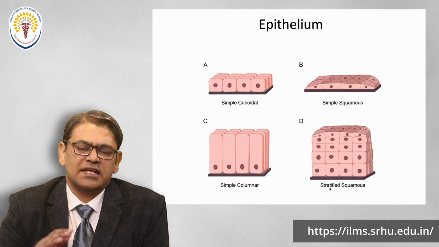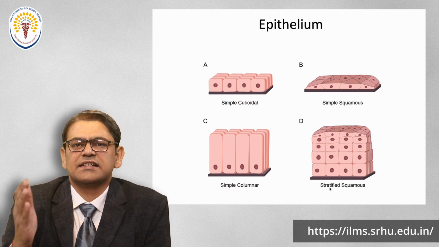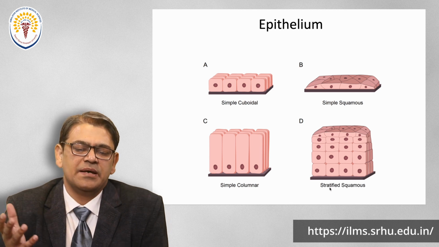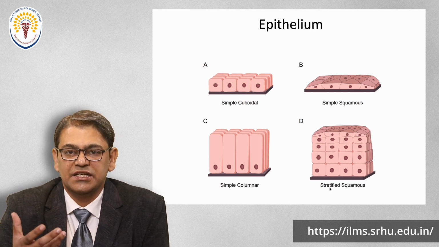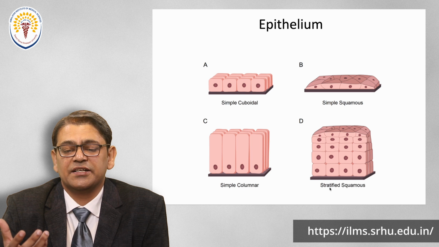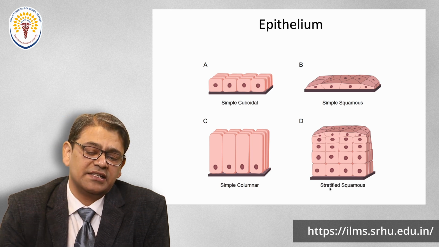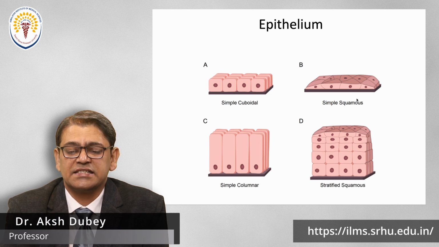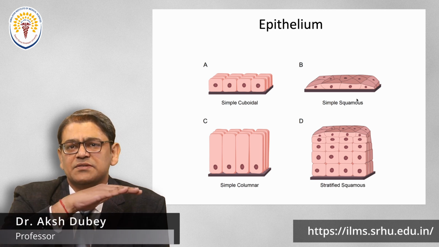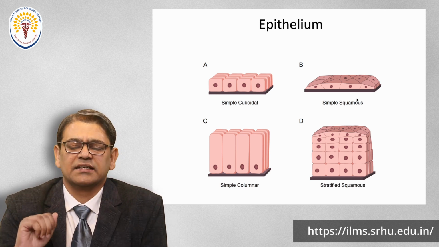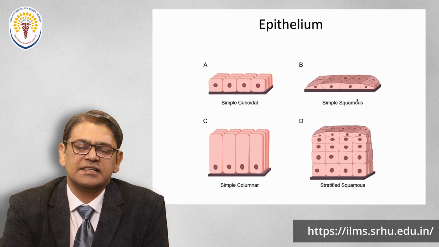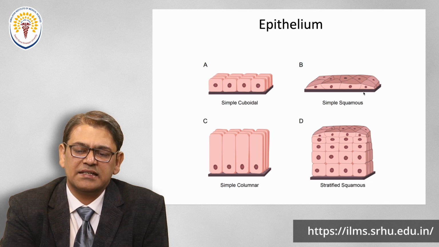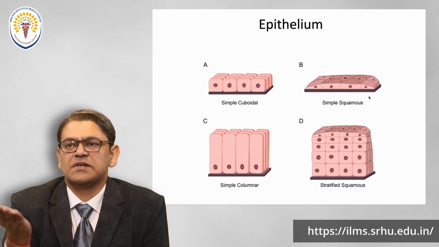Epi means above, and these are the cells which are covering certain organs, and that's why they are named epithelium. Because of their various shapes, epithelium can be divided into various names. For example, here we see the simple squamous. Squamous means the cells are almost flat. These cells are arranged as shown in this slide, on a black colored structure. This is named the basement membrane.